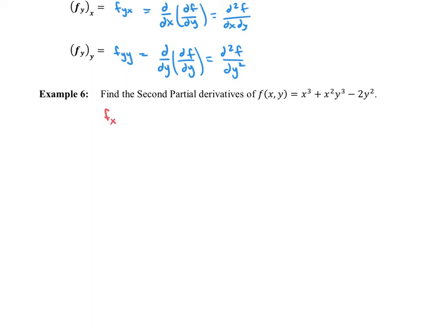So we're looking at the partial with respect to x, which is 3x squared plus 2xy cubed. And we have the partial with respect to y, which is 3x squared y squared minus 4y. And we'll go ahead and start with the partial of f with respect to x and then x again. And so again, what we're going to do is take the first partial with respect to x and do the derivative again now with respect to x a second time. And we get 6x plus 2y cubed.